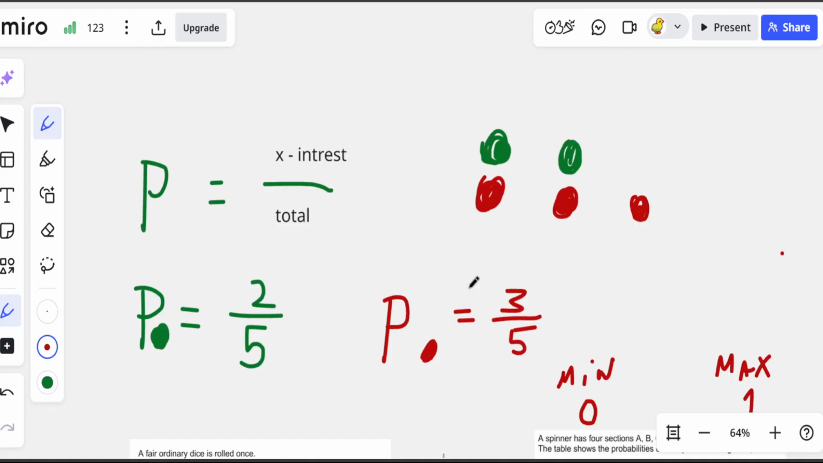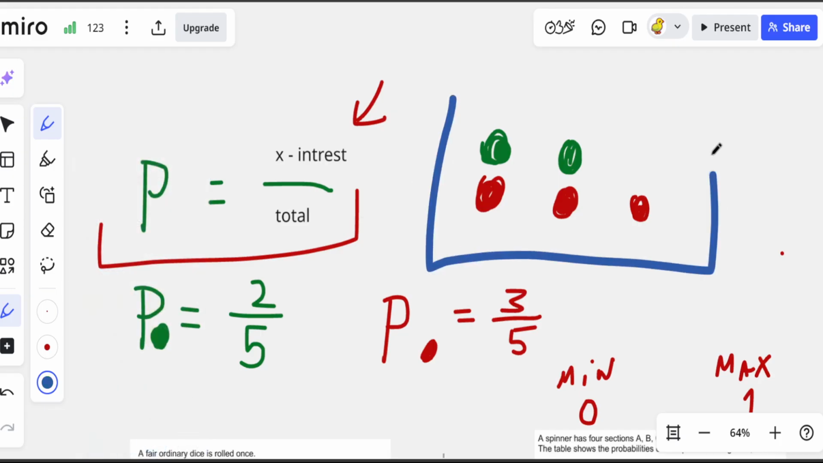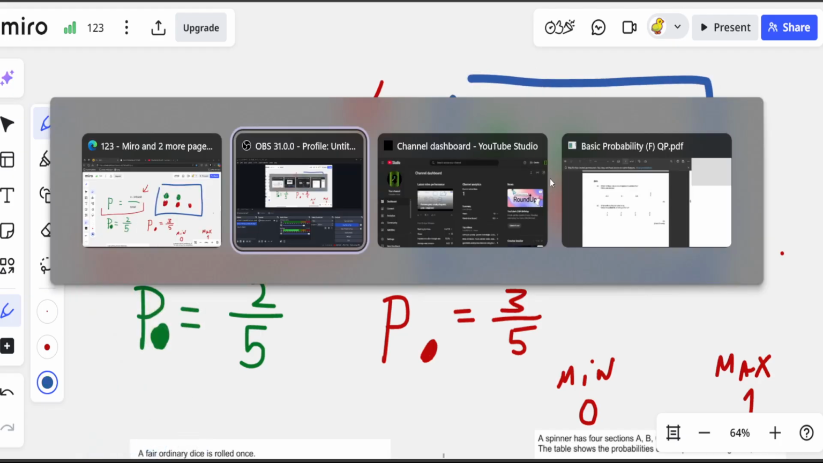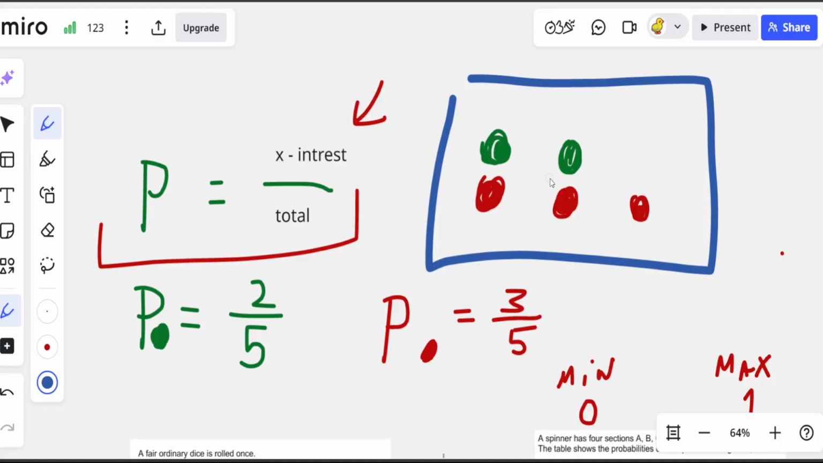All right, probability. The most important formula is this one over here. It's a fraction. On the bottom, you put the total. Let's look at the example here. So in here, we have 5 balls, 2 green ones and 3 red ones. So in total, we have 5 balls. So we'll put 5 in the bottom.